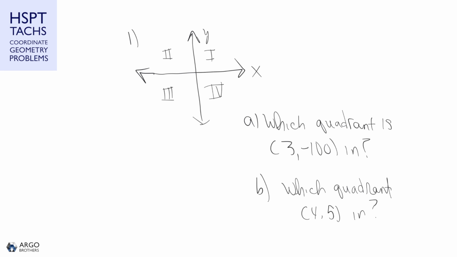Alright, great. So let's go over part A that you did. So (3, -100). So 3 is a positive x value, so it'll be around here. -100 is a negative y value, so it would be somewhere down here, which means it would be in the 4th quadrant. So the answer is 4th quadrant. B, which quadrant is (4, 5) in? 4 would be on the positive x-axis, and 5 would be on the positive y-axis. So somewhere here, or the 1st quadrant.